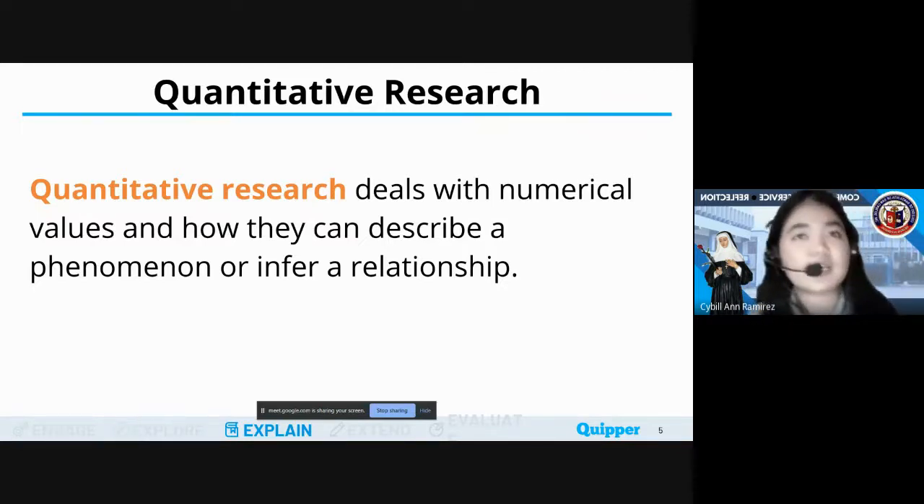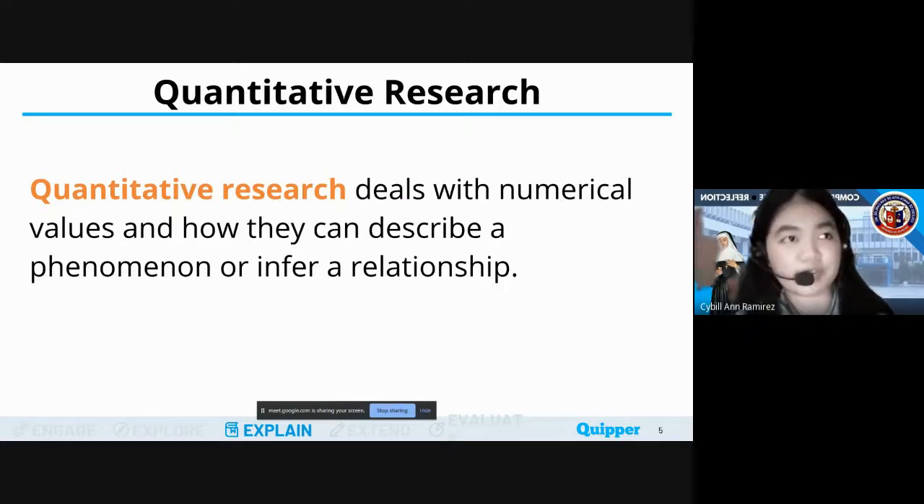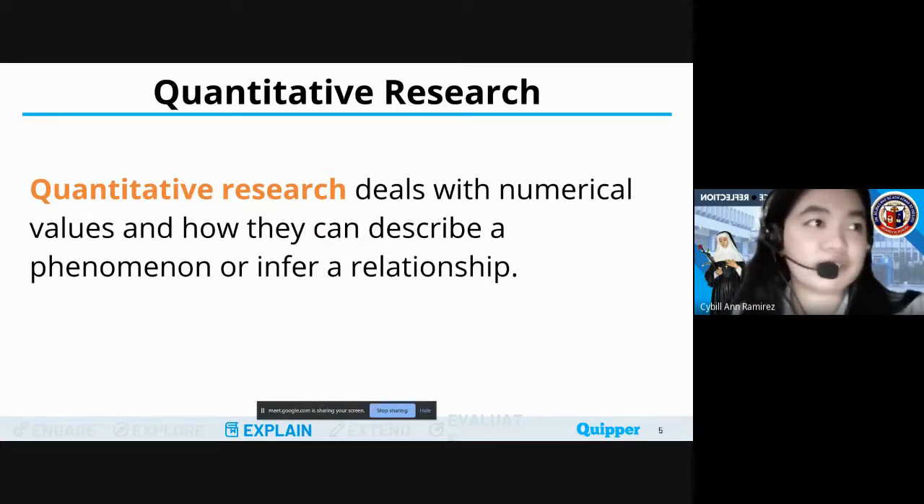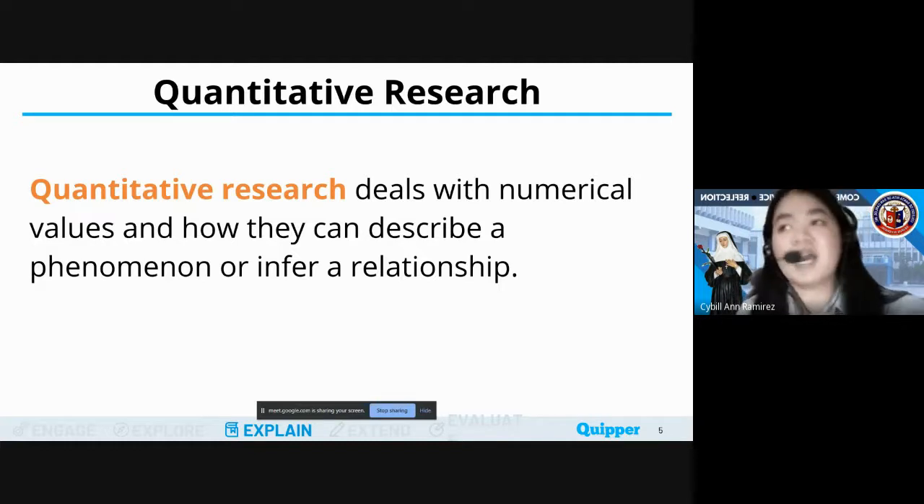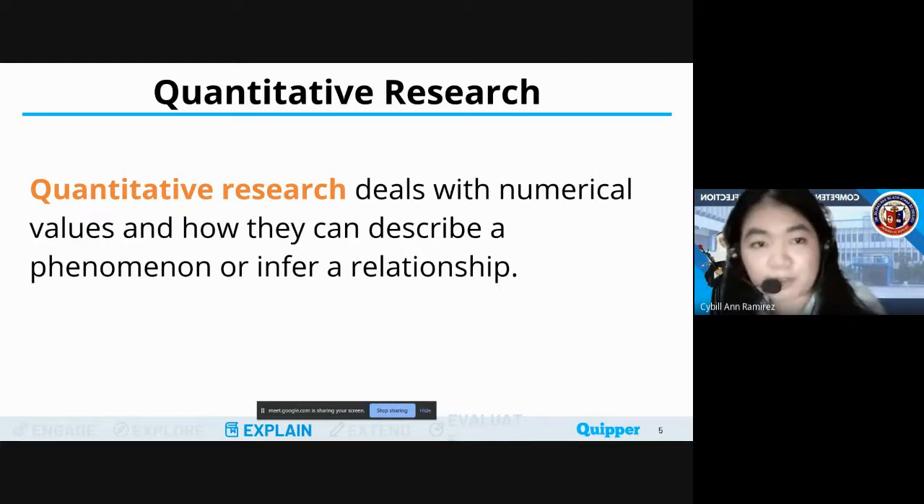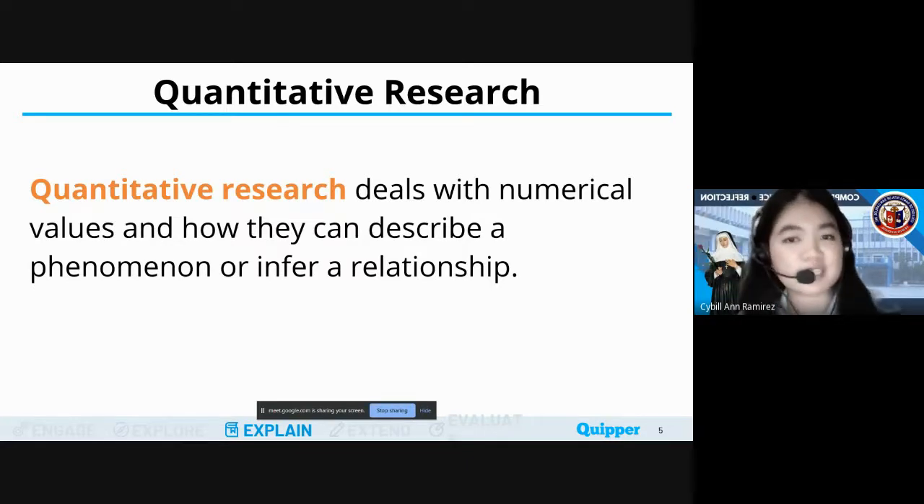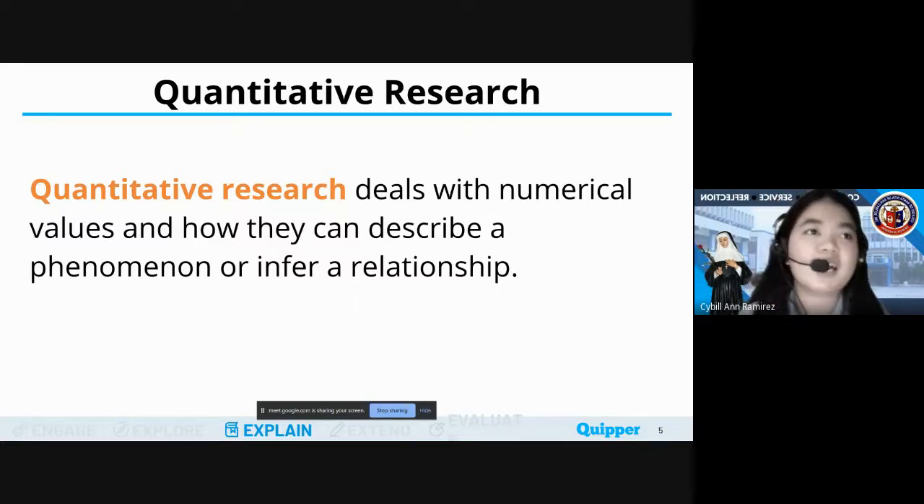So again, there are two different kinds of research: qualitative and quantitative. Qualitative is more on a narrative kind of side. We interview, we get their perspective based on their experiences, and then we get it verbatim, meaning whatever they say is what we put down. Sometimes, if they speak Bisaya, we have to translate it to English. And if they write in Bisaya, we write it word for word. It's more on the narrative side.